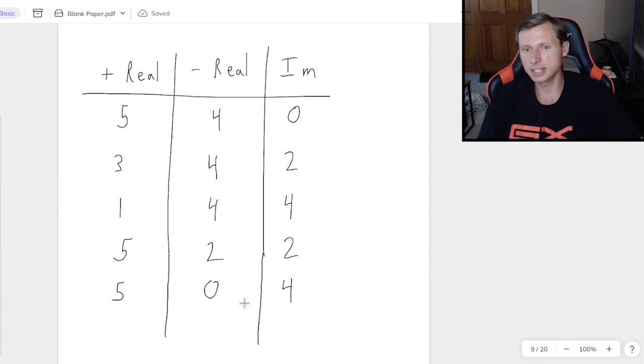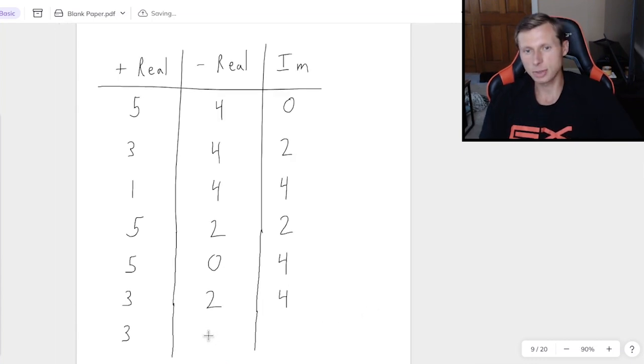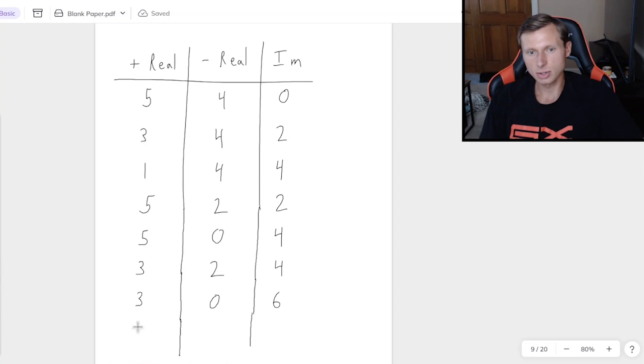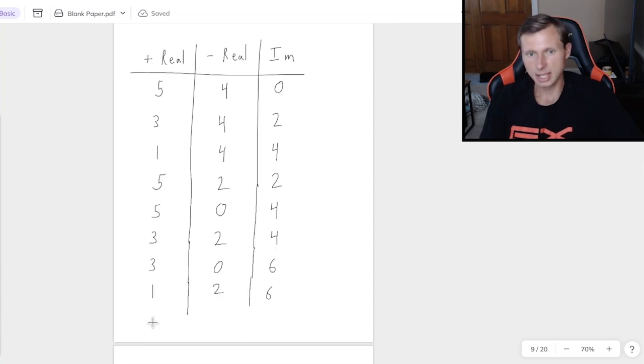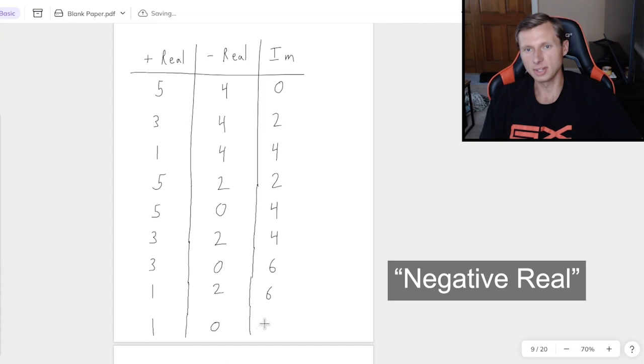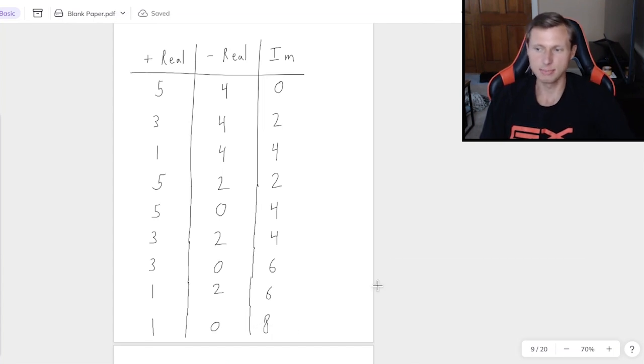And then we're not done yet because I've missed quite a few combinations actually. I can have 3 positive and 2 negative, and therefore 4 imaginary. I can also have 3 positive and 0 negative and 6 imaginary. And so let me think, did I miss any? Yes, I missed 2. I missed 1 positive, 2 negative, and that's going to be 6 imaginary. And then last but certainly not least, 1 positive, 0 negative, and 8 imaginary.